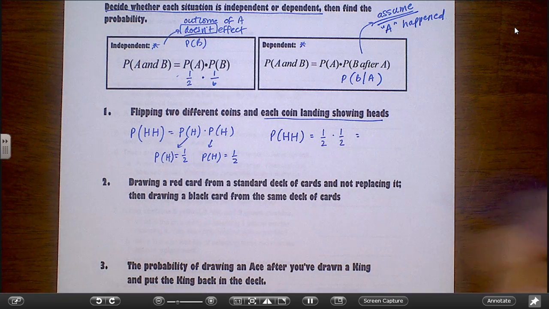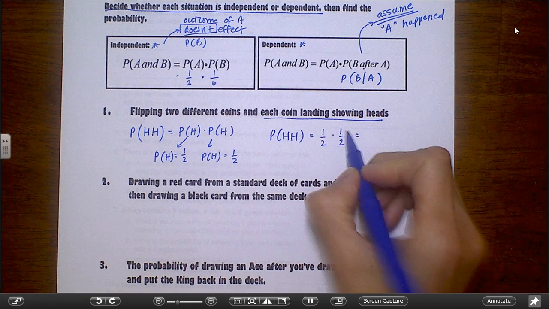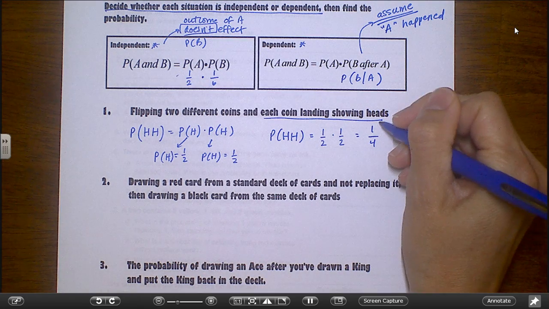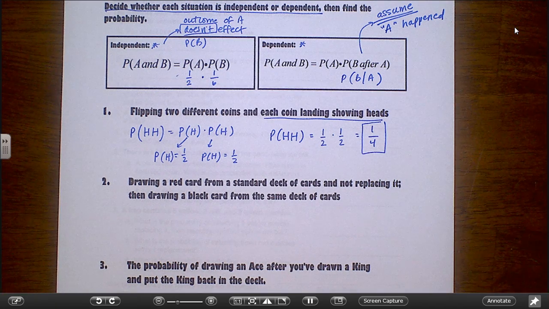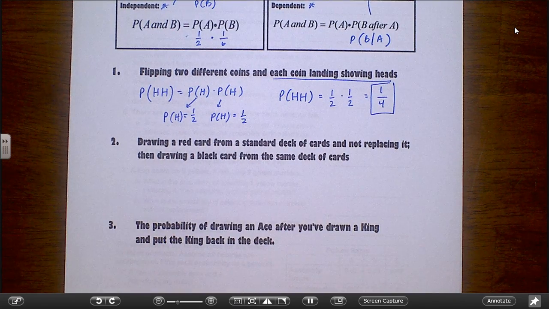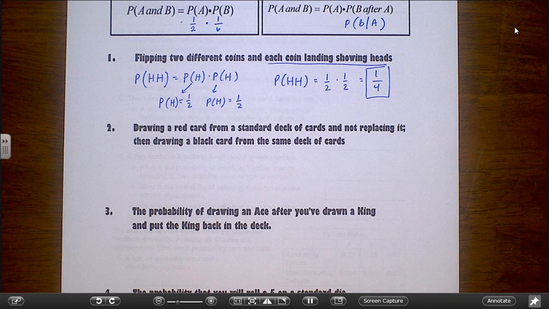And remember, when you're multiplying fractions, multiply the top. So 1 times 1 is 1. 2 times 2 is 4. Make sure that it's reduced to lowest terms, as always. And there you go. And you can put it as a decimal or a percent too, remember. In this instance, it's usually easiest to leave it as a fraction in lowest terms. But again, like I said before, always just go with what the question asks you.